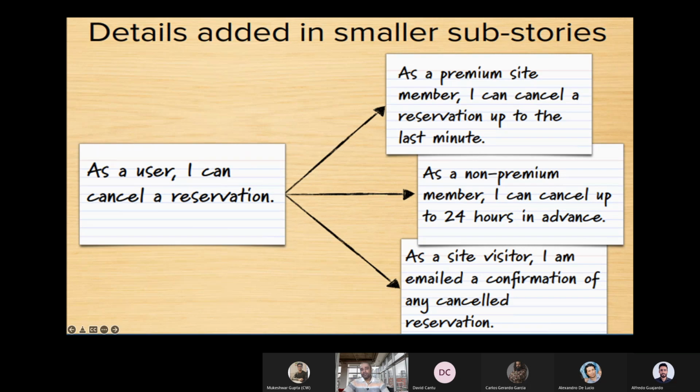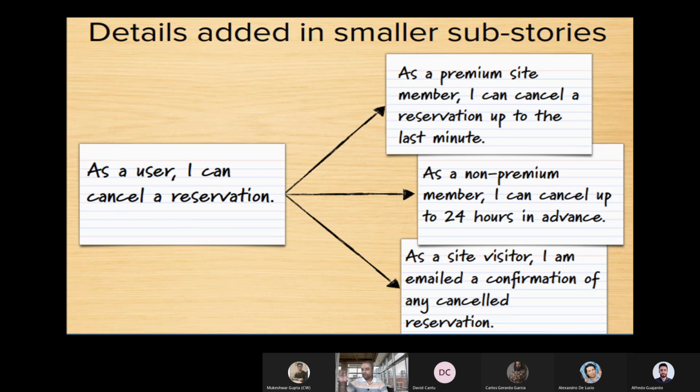The second thing is, you can also break down stories into sub stories or subtasks, which I was saying. So for the same story, as a user, I can cancel a reservation. You can say, as a premium site member, I can cancel a reservation up to the last minute.